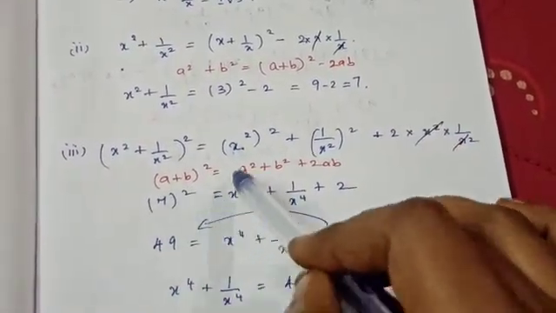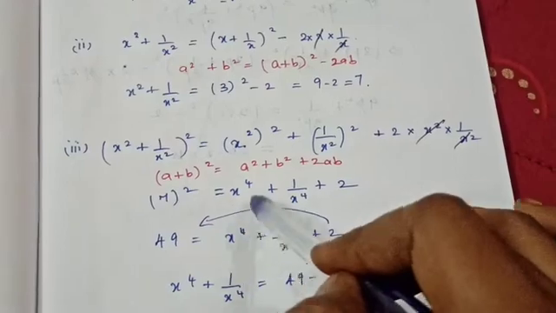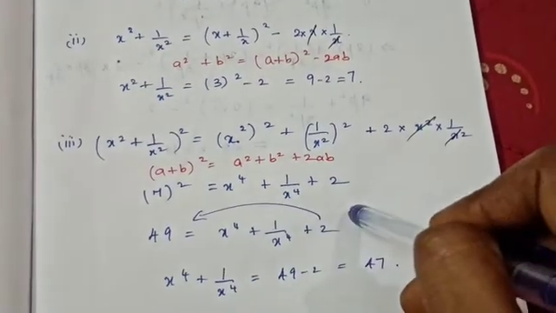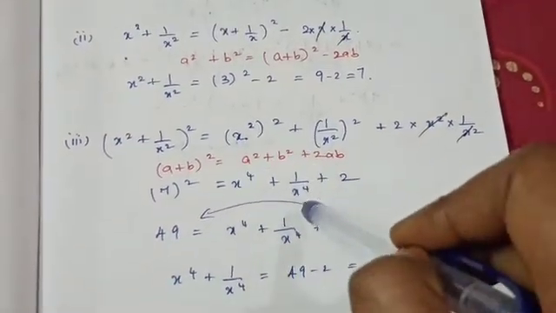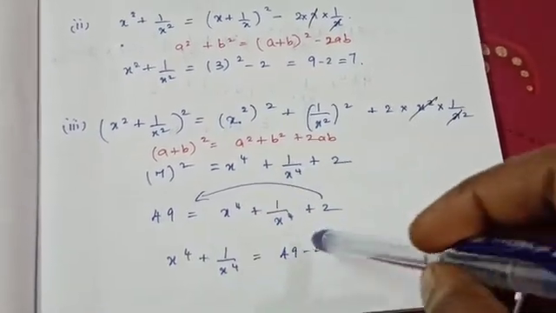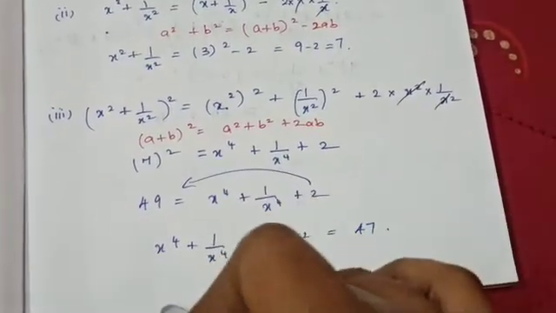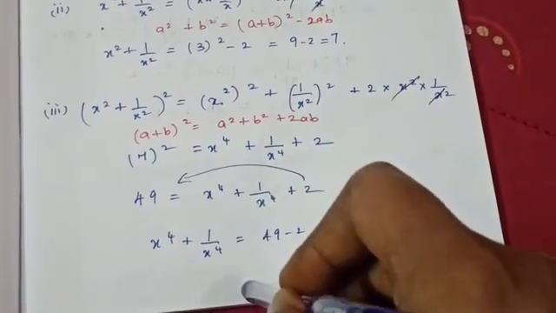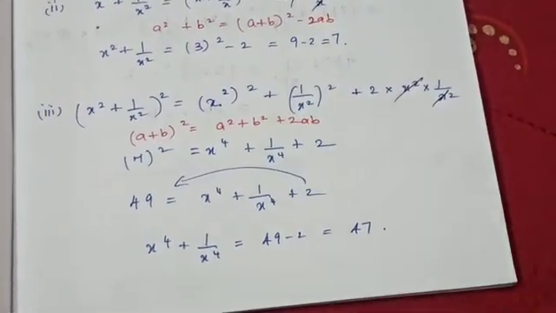So 7 square is equal to x square of square, which is x power 4, plus 1 by x power 4 plus 2. So x power 4 plus 1 by x power 4, this 2 comes this side. So 49 minus 2 is 47. So x power 4 plus 1 by x power 4 is equal to 47 is the answer.